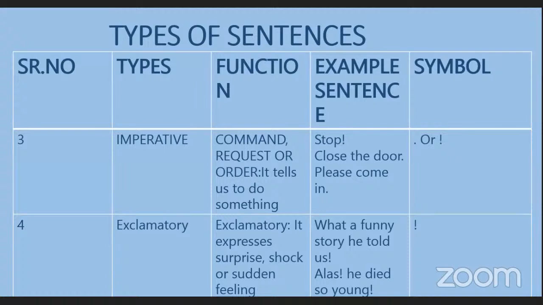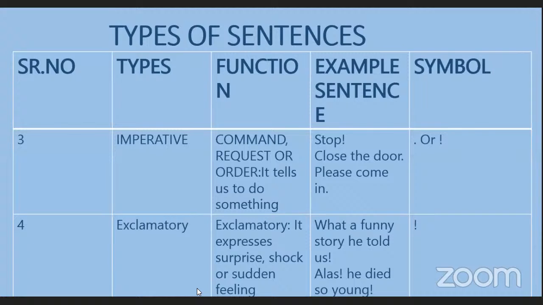So we can see the example in this. What a funny story he told us! Alas, he died so young! So these are the statements which are exclamatory. Mainly, it is very easy to identify whenever you see an exclamation mark in the sentence. That time it is an exclamatory sentence. The symbol used in this is very simple: the exclamation mark. So this is a short explanation of imperative and exclamatory.